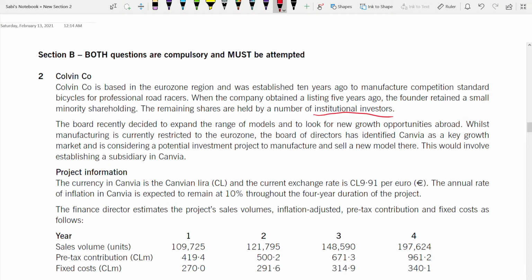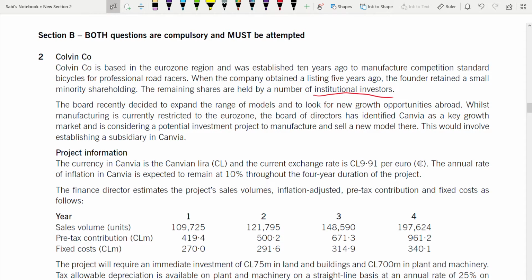Coming to second, the board recently decided to expand the range of models and to look for new growth opportunities abroad. Whilst manufacturing is currently restricted to the Eurozone, the board of directors have identified Canavia as a key growth market and is considering a potential investment project to manufacture and sell a new model there. This would involve establishing a subsidiary in Canavia. Project information. If you see the first part for Colvin Company, not much information. You don't have to use any information for your calculation part from there.